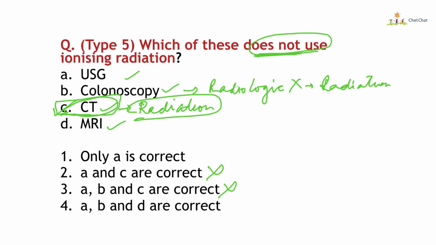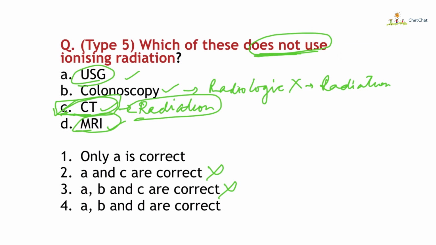Now you're left with A and ABD. So even if now you have a 50% chance of knowing, you can take a good guess. You know that MR and ultrasound look, and have you heard that they are safer? You are using them in pregnancy, in fetal imaging. So they usually would not have ionizing radiation. So the answer here would be 4.